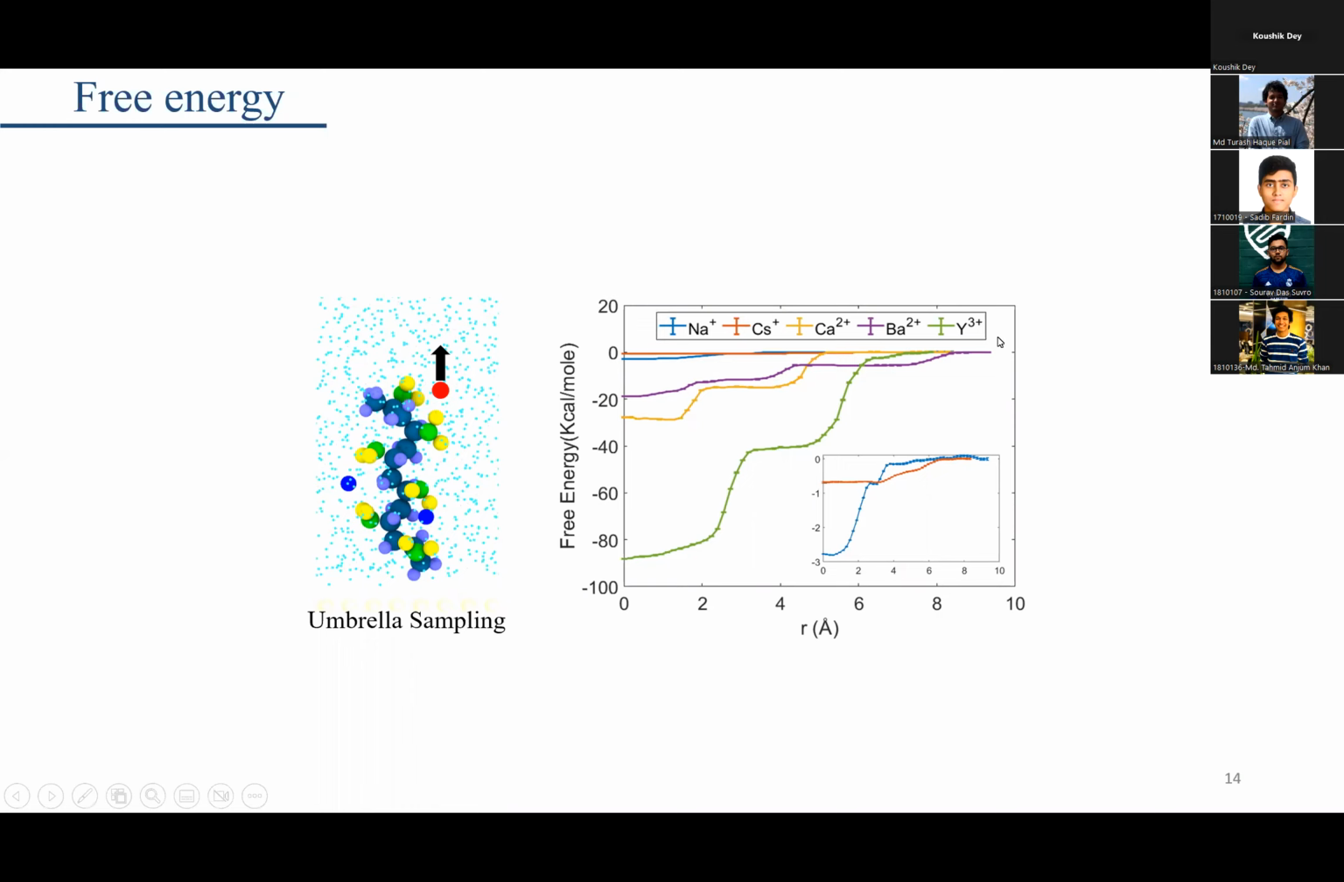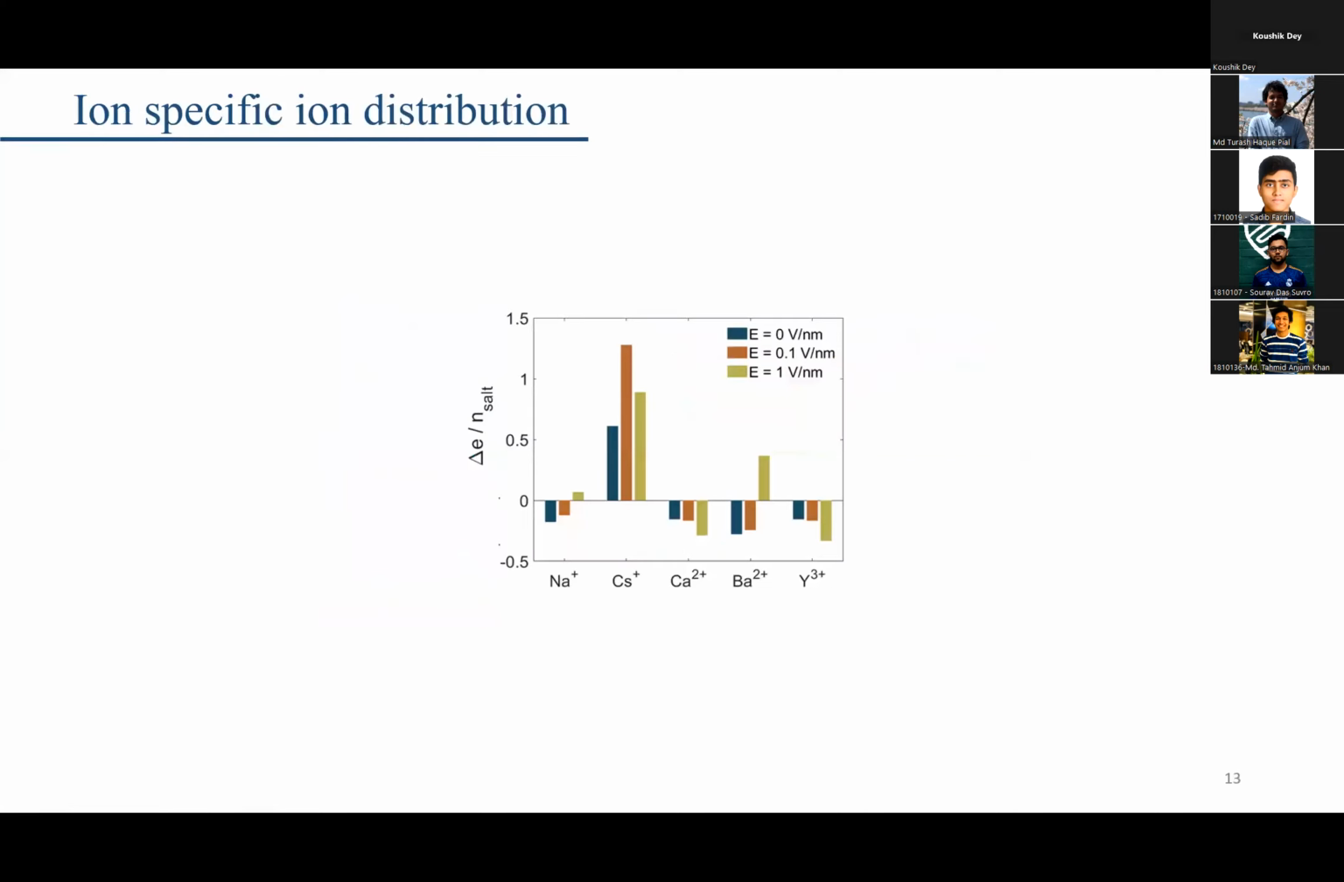And we calculated it for different counterions and we found that, let's say, for yttrium and calcium, the energy required to free a counterion is very large compared to, let's say, sodium or cesium. So cesium free energy is very low. That means cesium can be easily moved away from the brush layer. So that actually explains why for cesium you see there is a lot of cesium in the bulk.